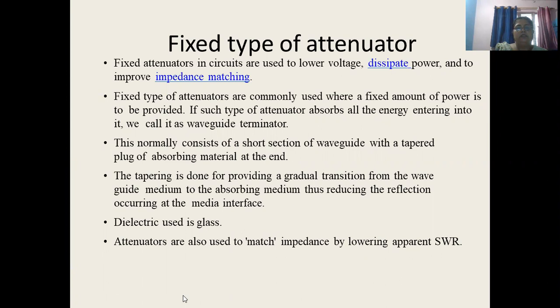This normally consists of a short section of waveguide with a tapered plug of absorbing material at the end. The tapering is done for providing a gradual transition from the waveguide medium to the absorbing medium, thus reducing the reflection occurring at the media interface. Dielectric used is glass, and these are also used to match impedance by lowering apparent SWR.